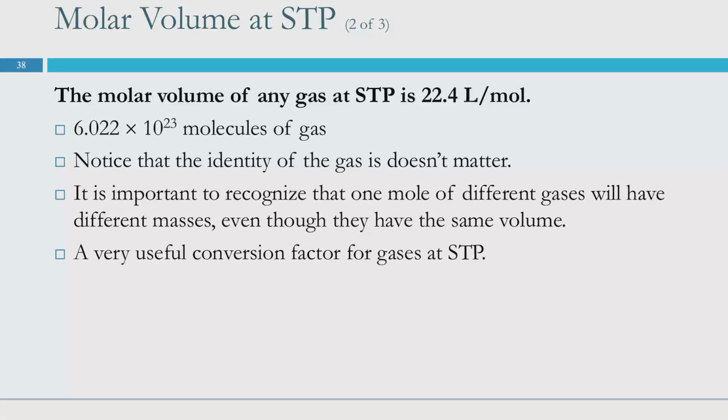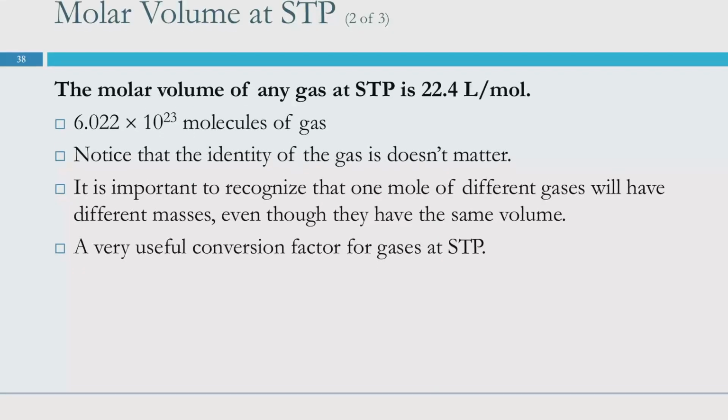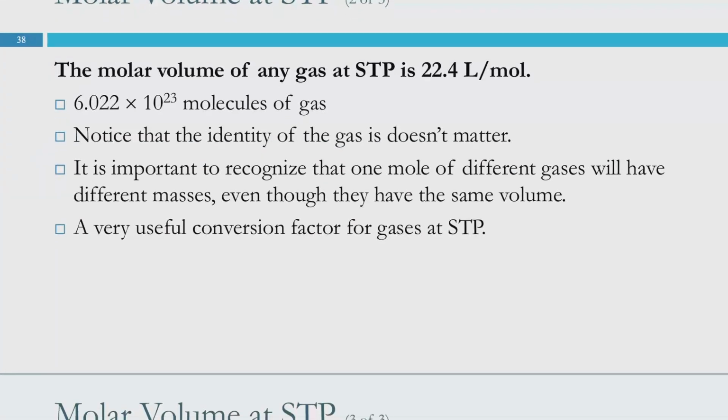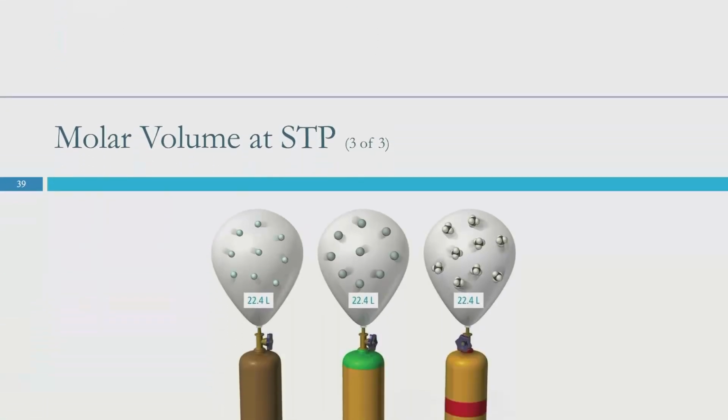Also important maybe to note that 1 mole of different gases is going to have different masses. Like helium is going to be 4 grams per mole. If we have F2 fluorine, it's going to be more like 38 grams per mole. So even if we've got the same volume, the density is going to be different. The mass is going to be different.